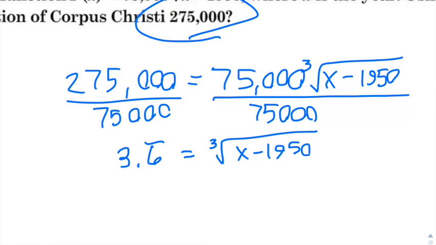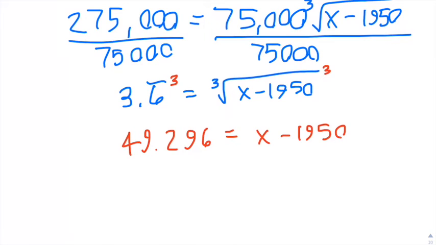Once again, to get rid of a cube root, we cube both sides. So I'm going to raise both sides to the power of 3. It's going to get us 49.296 after I round. And then I need to add 1950 to both sides, and that comes out to 1999.2. I'm just going to round it to 1999.3 for X.